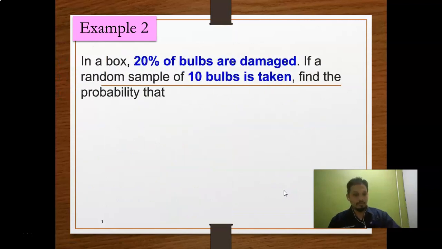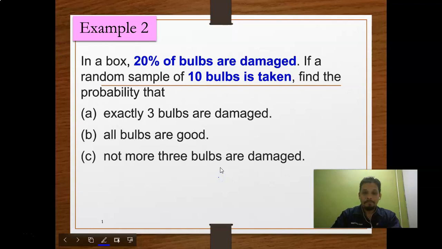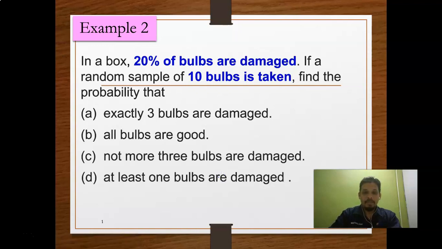Example 2. For example number 1, we use the calculation first, and after this we look into how to use this statistical book. In the box, 20% of the bulbs are damaged. If a random sample of 10 bulbs is taken, find the probability that exactly 3 bulbs are damaged, all bulbs are good, and at least 1 bulb damaged.